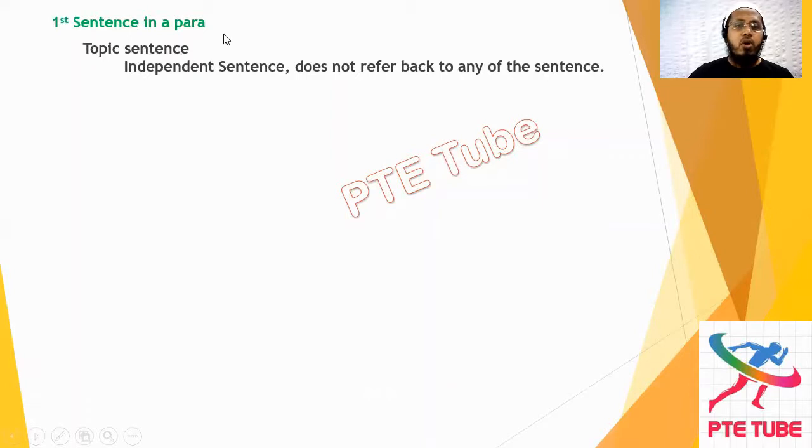Yeah, first sentence. We will now discuss few things only related to the first sentence. Got it? Now, first sentence in a para, that is referred to as topic sentence most of the times, and that topic sentence will always be independent of all of the other sentences. It is independent, it is complete, it is not dependent on any of the sentences. So it doesn't refer back to any of the sentences. It is complete. It gives complete information. It is not dependent.